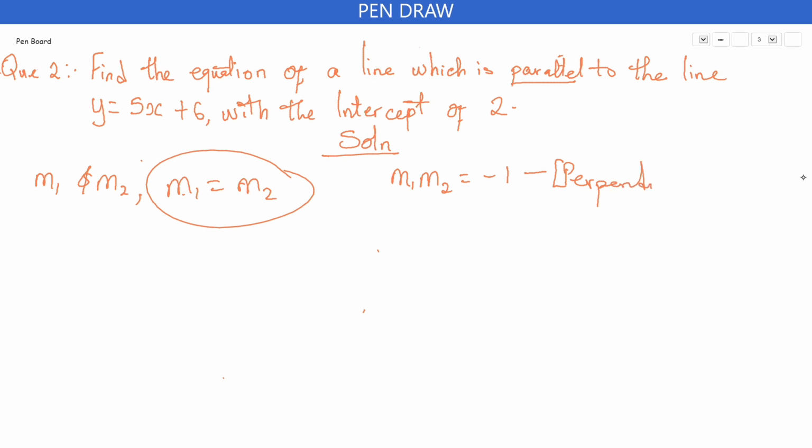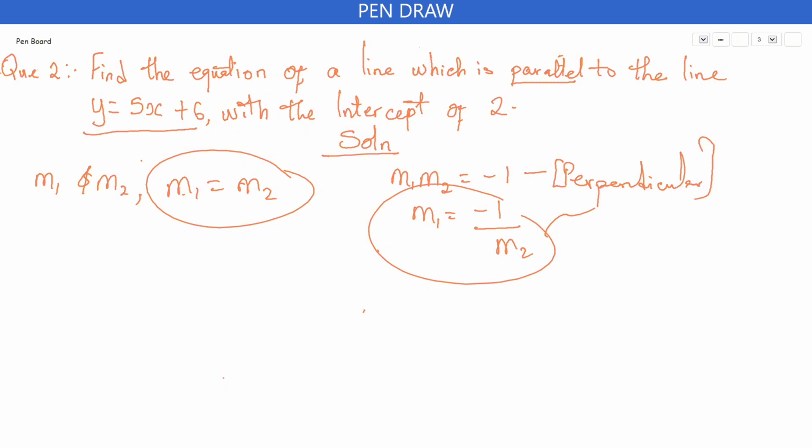So if a line is perpendicular, we can say our M1 times M2 is equal to this. That means our M1 is equal to the negative inverse of M2. So that's for perpendicular lines. But we are not checking that now. What we are checking is for parallel lines. That means this line will have the same slope as the equation of the line we are looking for. Do you understand? So what we need from this equation is the slope.